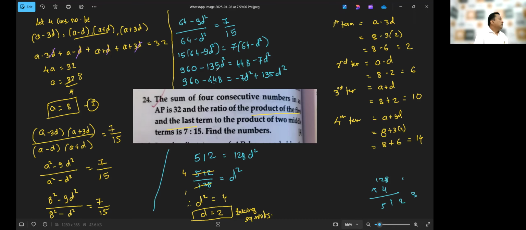ओके, टेक स्क्रीनशॉट. टेक स्क्रीनशॉट एवरीवन फास्ट. Taken. ओके चलो नेक्स्ट.